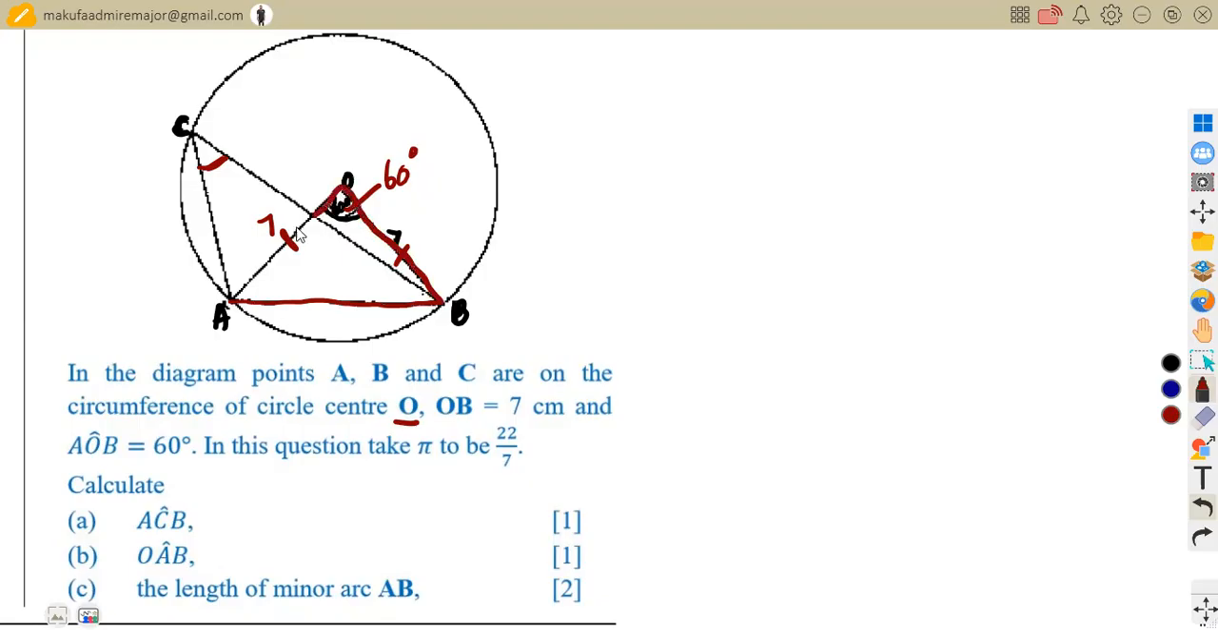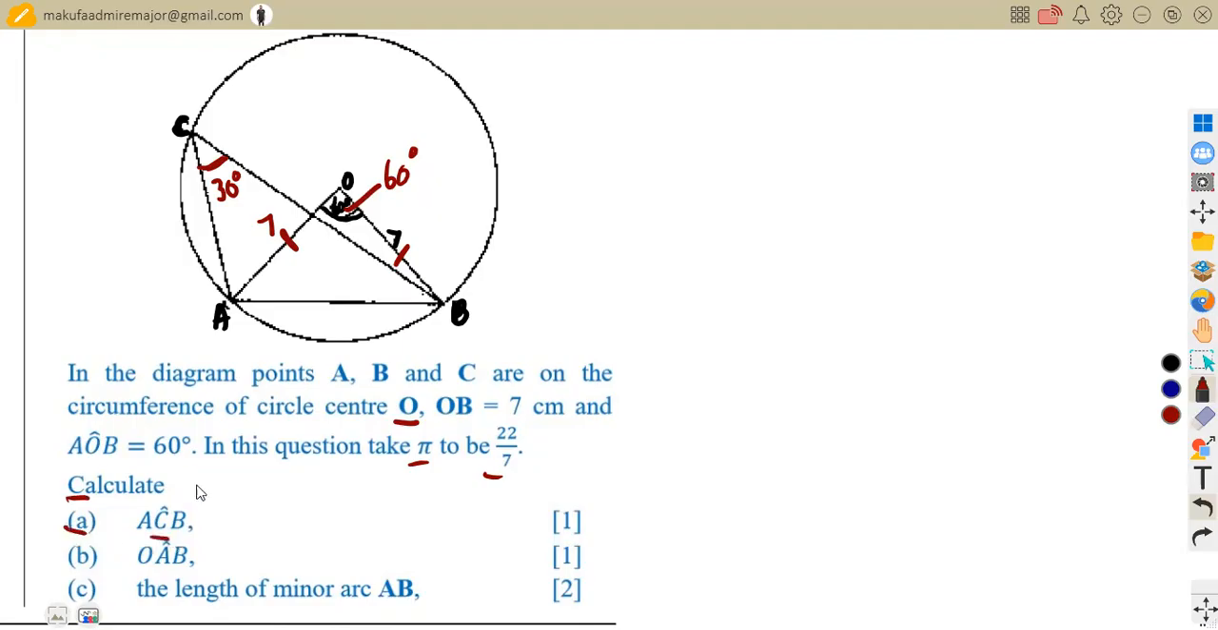It's creating the angle at the center. The same chord AB is creating an angle at the what? At the center. So this is going to be half of the one that is at the center. So 60 divided by 2, we are going to have 30 degrees there. All right, so let's see our questions. Take pi to be 22/7, meaning to say we are supposed to be working with mensuration of plane shapes, in that case, or so forth.